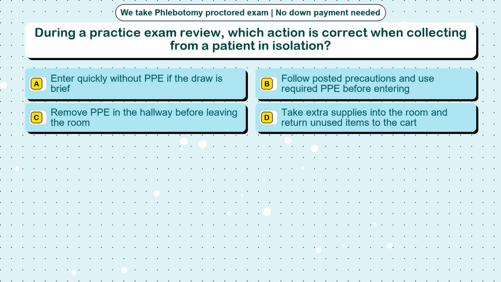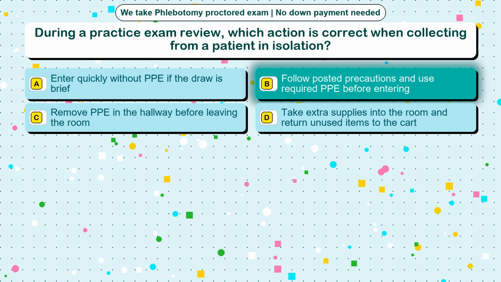Question 36. During a practice exam review, which action is correct when collecting from a patient in isolation? Option A. Enter quickly without PPE if the draw is brief. Option B. Follow posted precautions and use required PPE before entering. Option C. Remove PPE in the hallway before leaving the room. Option D. Take extra supplies into the room and return unused items to the cart. The correct answer is option B. Follow posted precautions and use required PPE before entering.